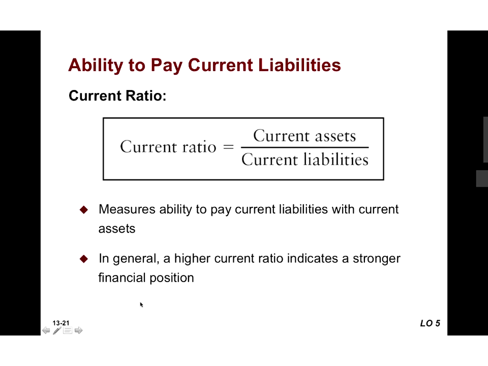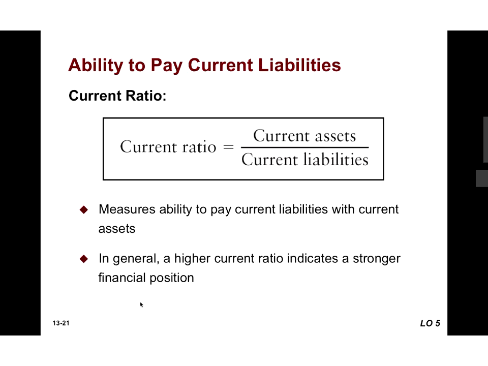Okay, the current ratio. So net working capital is a dollar figure. That doesn't give us a relative figure from year to year. If we want to compare year to year or compare to another company, we need to put it in some ratio measure. So what we'll do here is, current ratio is our current assets divided by our current liabilities. It's another measure of our ability to pay current liabilities with current assets.